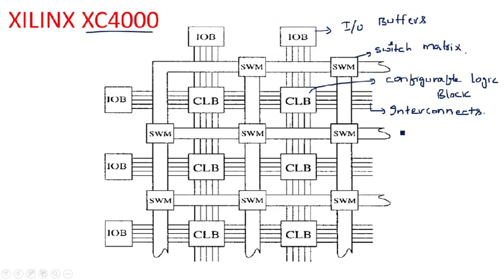And this is the Xilinx XC4000. It consists of IO buffers, IO blocks, and a switch matrix, and CLBs, configurable logic blocks, and interconnects. So the architecture will look the same as ours.